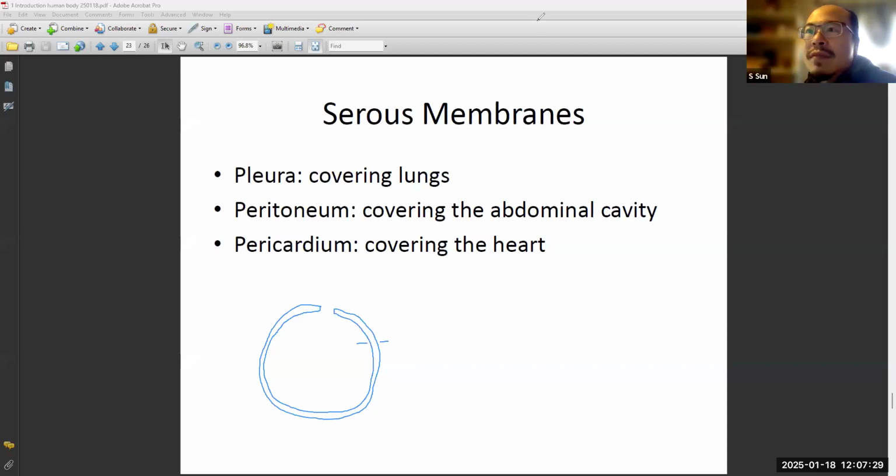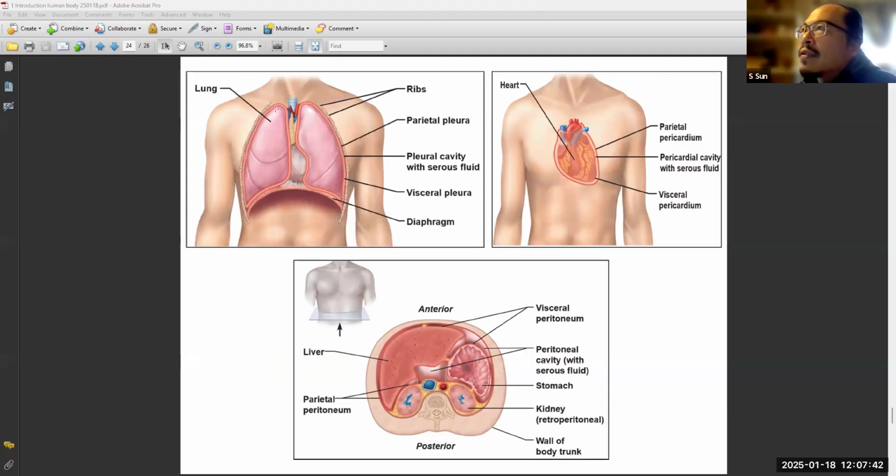Let me clean the drawing so I won't be bothered by looking at it. All right. So we have the pleura. Pleura covers the lung, and pericardium covers the heart. You can see this is the layer, and then they meet here. This is the peritoneum, and it covers the abdominal cavity. Each one of them has the visceral membrane and the parietal. Here is a rib, lung, parietal pleura, and inside should be visceral pleura.